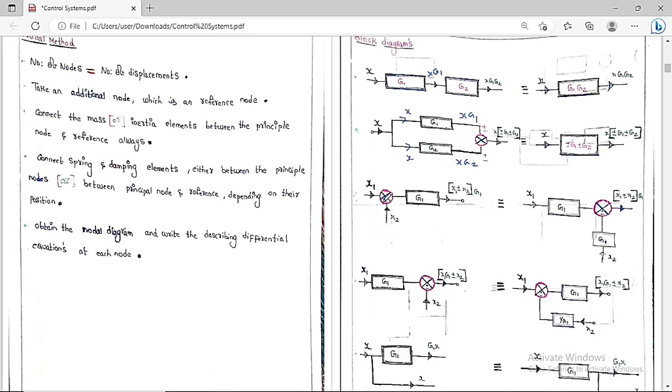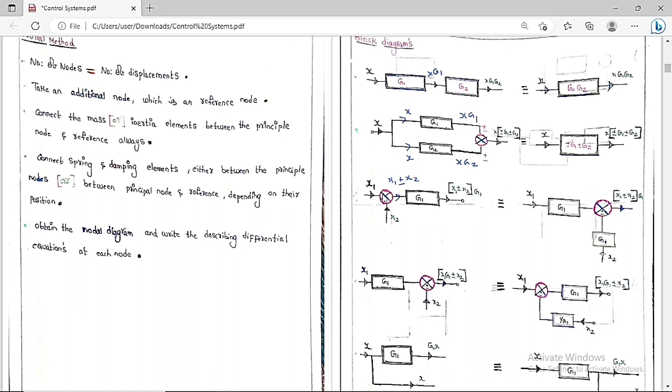There is a summer, plus minus, here x1. Then what is the output here? The output is, summer is always going to either do a summation or subtraction. So here we are going to get x1 plus or minus x2. And the gain is G1. So what is the output? Output is nothing but x1 plus or minus x2 into G1. So this is the output that we are going to get.